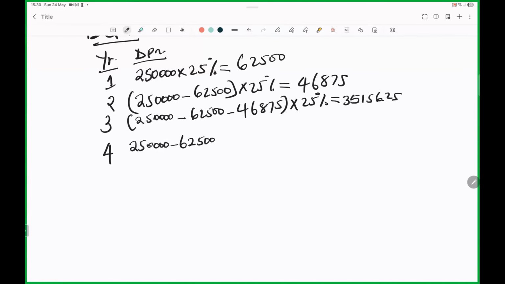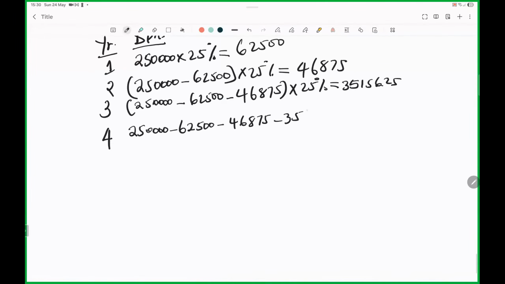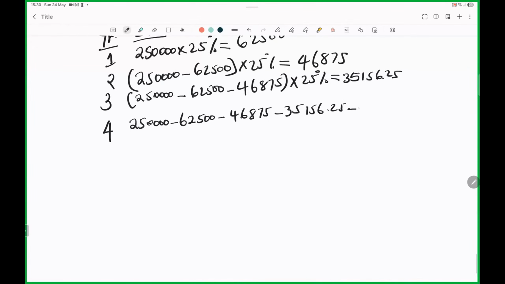Minus what you lost in year 1, minus what you lost in year 2, minus what you've lost in year 3, 156.25. And then lastly, because you're not applying the percentage, we subtract the scrap value. Remember, the last year we don't apply percentage. If I ever get you applying a percentage in the last year, I will punish you. The last year, we get a balancing figure.